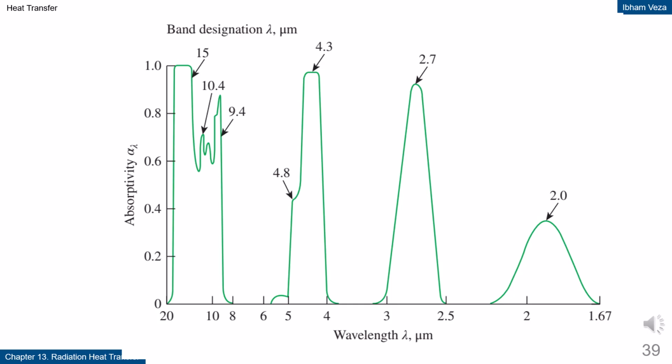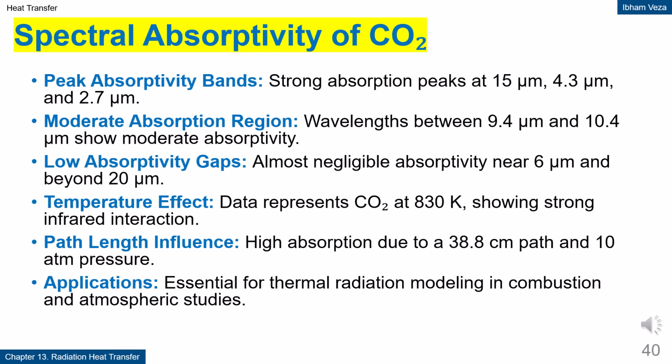This is important for combustion and atmospheric modeling. Spectral absorptivity of CO2. This data is taken at specific temperature and pressure conditions, showing specific spectral characteristics. Higher pressure and longer path length increase the overall absorption level. This shows that the optical properties of gases strongly depend on thermodynamic conditions. This information is used in radiation calculations for combustion chambers and exhaust gases.